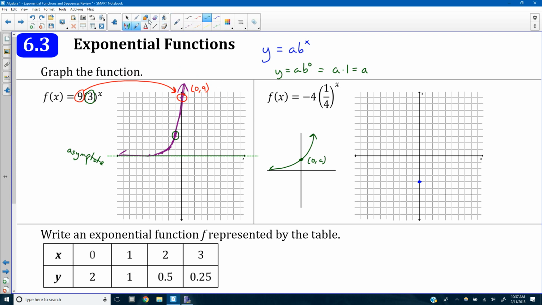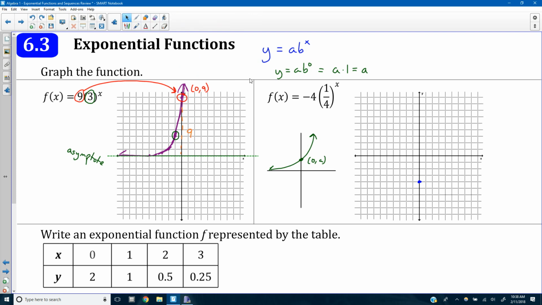Now the one caveat with this is that I'm technically not multiplying the y value by 3. Yes, the y value times 3 gave me that. Technically what I'm doing is I am increasing my distance from the asymptote. So my distance from the asymptote right here is 9, and I multiply that by 3, and then my distance from the asymptote is 27.